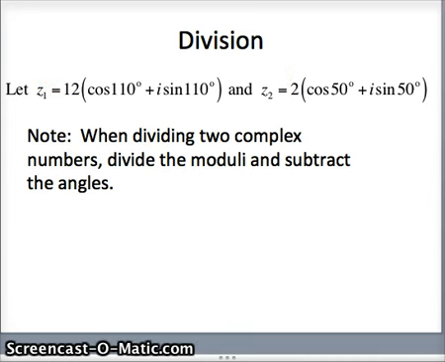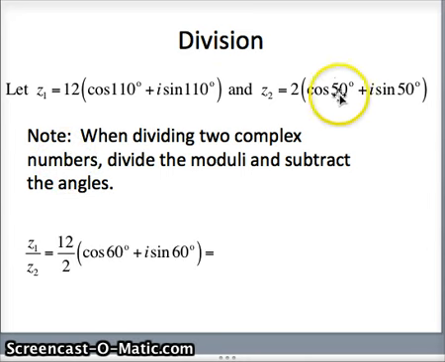So similar to the multiplication, if I'm dividing those two guys, the modulus of the first is 12, the modulus of the second is 2. 12 divided by 2 will be 6. We know that. And then subtracting the angles, 110 minus 50 is 60. So we have 6 times cos 60 plus i times the sine of 60.